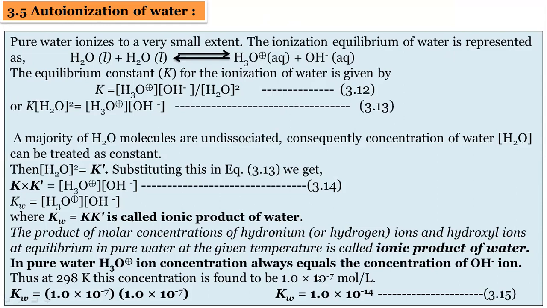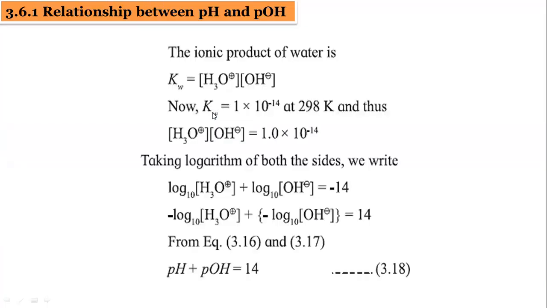Remember, this is called the ionic product of water. So what is the ionic product of water? Kw. Kw is the ionic product of water, defined as the product of the molar concentration of hydronium ion and the molar concentration of OH-. By remembering this equation, we can define the ionic product of water. And if you know the ionic product of water, we can derive the equation pH + pOH = 14.